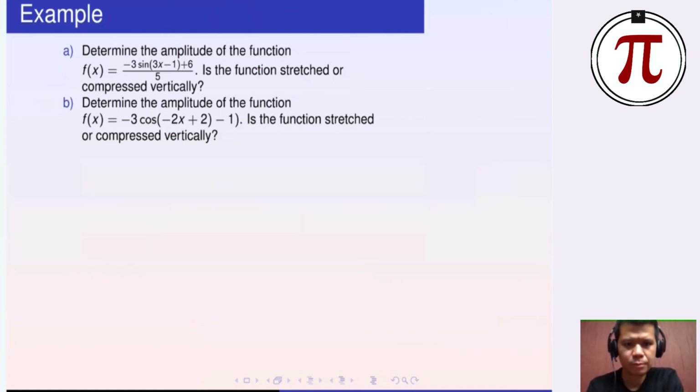Determine the amplitude of the function f of x equals negative 3 sine 3x minus 1 plus 6 over 5. Is the function stretched or compressed vertically? B. Determine the amplitude of the function f of x equals negative 3 cosine negative 2x plus 2 minus 1 or negative 1. Is the function stretched or compressed vertically?